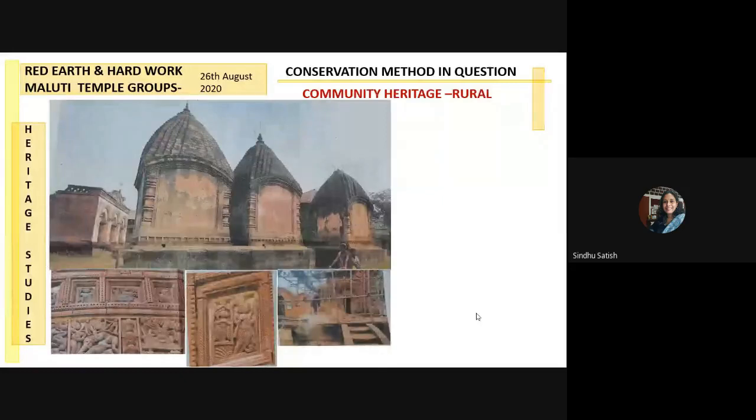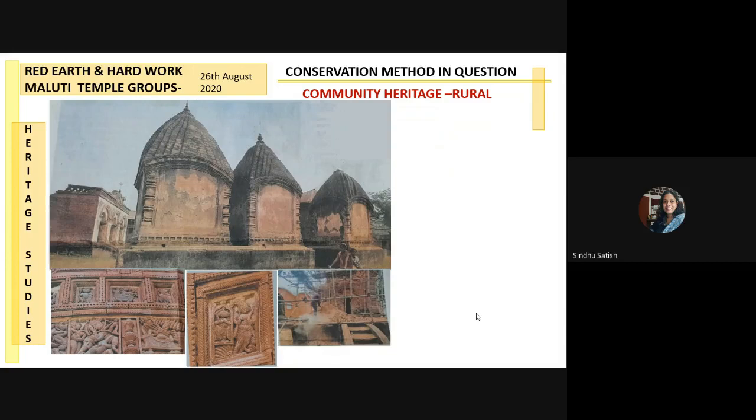With intricate terracotta carvings of mythical scenes on the facades of their walls, which have survived harsh weather and the ravages of time since the early 17th century. These temples were neglected for so long and are now being looked at for restoration. This also happened in a very important context: the Indian Trust for Rural Heritage and Development took up the restoration.